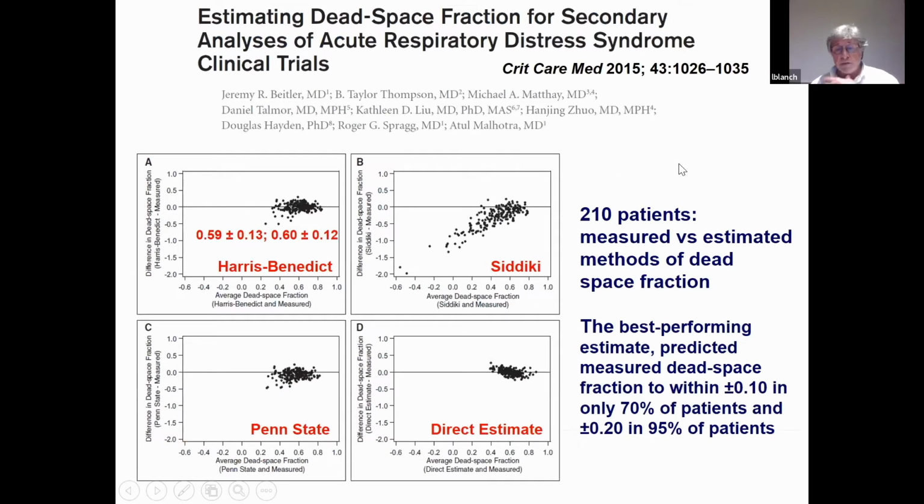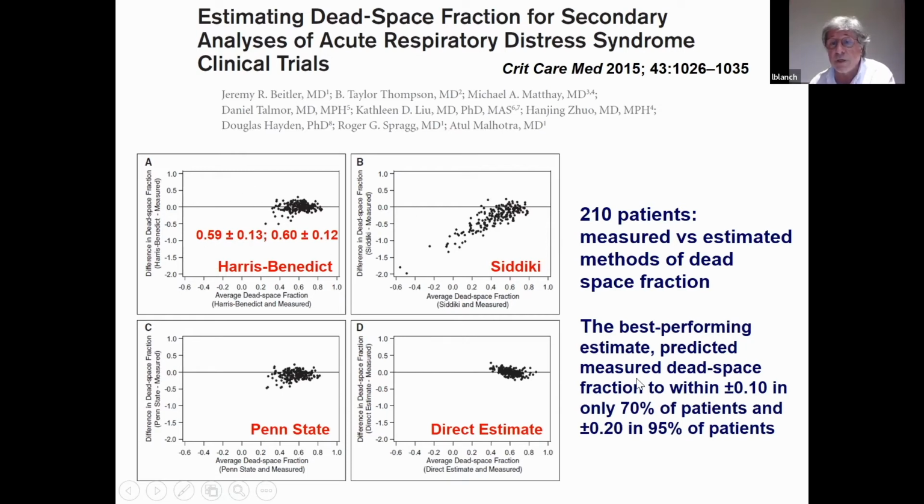Again, trying to find an estimate of dead space, Beyblade and co-workers tested 4 types of estimates of dead space: the classical one from the Harris-Benedict equation, the Siddiqui, the Penn, which is different, and the direct estimate, which is a kind of mathematical model of a lot of variables. And again, the one that best estimated the measurement, which is the gold standard, versus estimated, was the Harris-Benedict.